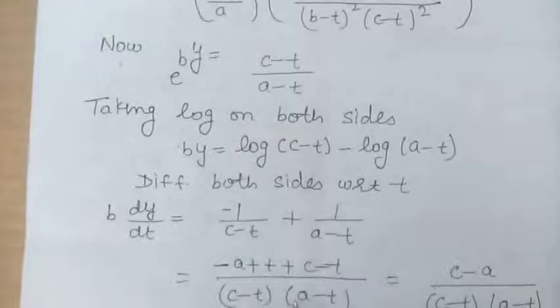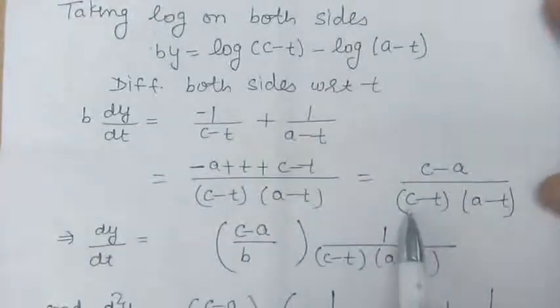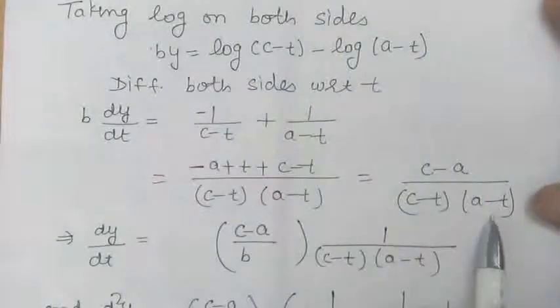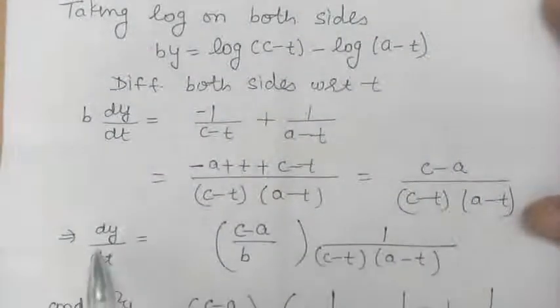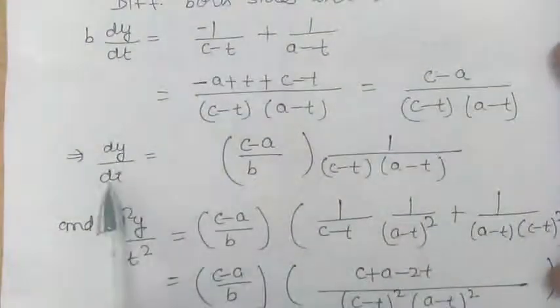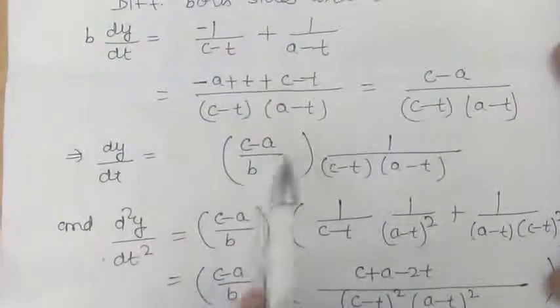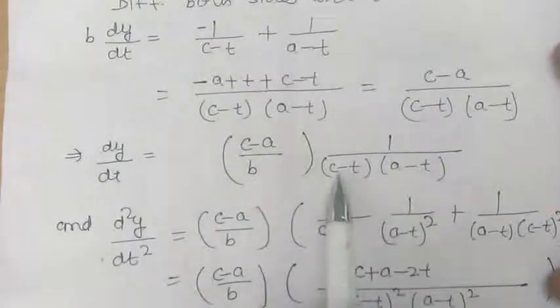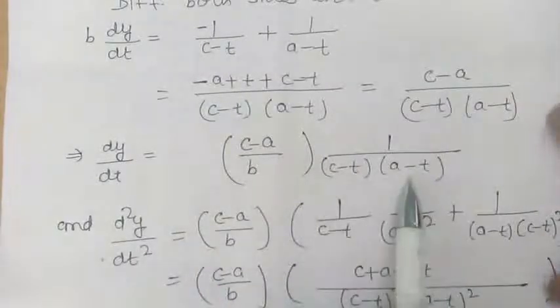Now again taking LCM, we get the value of this term, which is (c − a) upon (c − t)(a − t). And taking b on the right hand side, we get the value of dy/dt, which is (c − a) upon b into (c − t)(a − t).